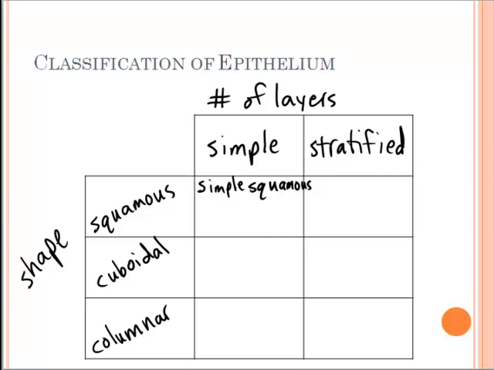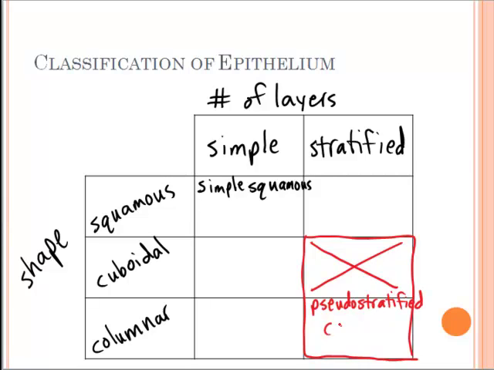There's a couple here that we're not going to talk about, and that is stratified cuboidal and stratified columnar, because although they do occur in the body, they're very rare, and so we're not going to take the time to talk about them. In their place, however, we're going to add one here called pseudo-stratified columnar. And then there's one more type of epithelial tissue that doesn't really fit into any of these categories, and that is called transitional. And we'll mention that as well.